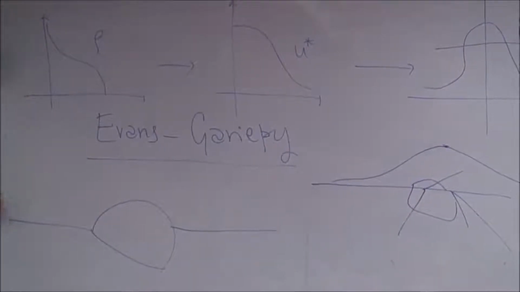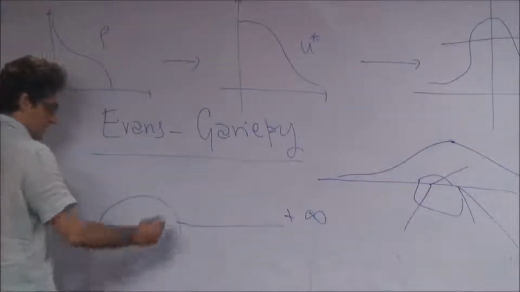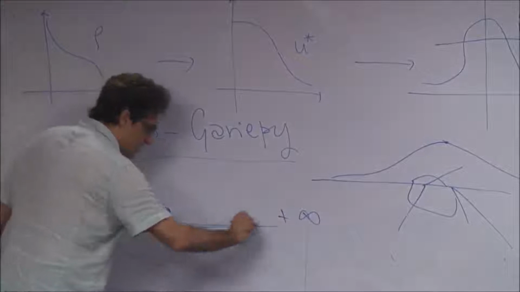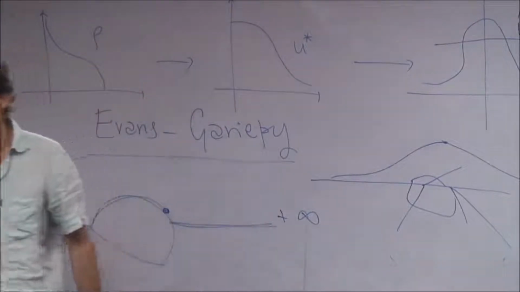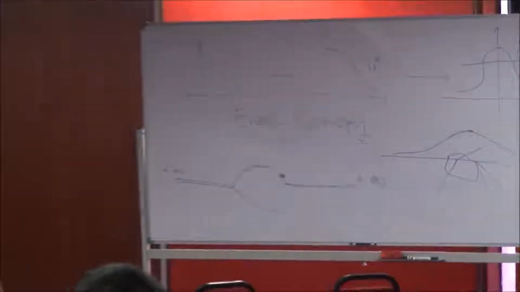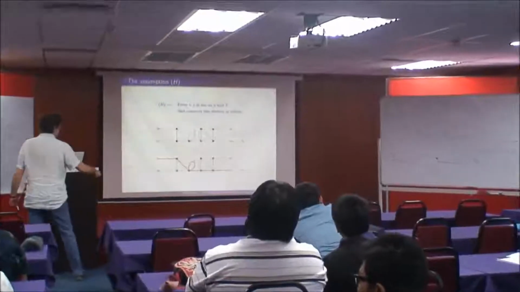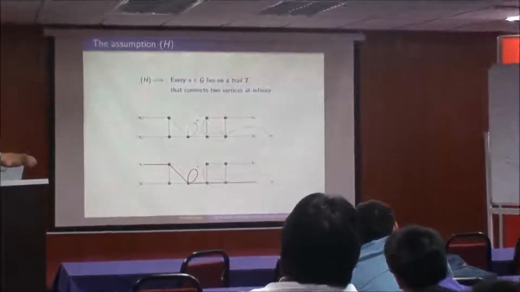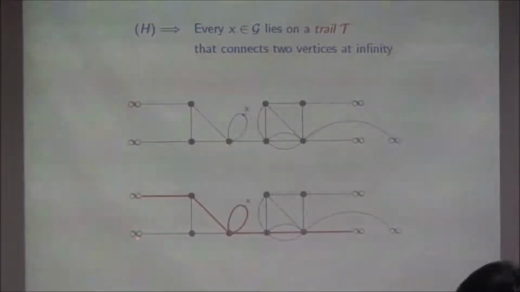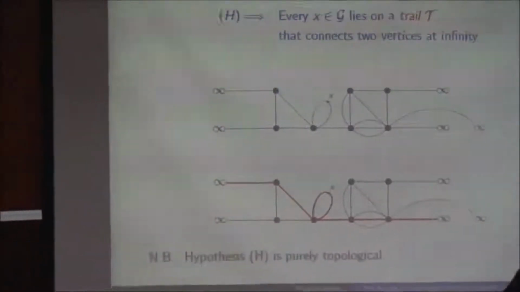So the idea is that you have two points at infinity, and every point lies on a trail that connects these two points at infinity. Okay? All possible trails are not disjoint, but this is not important. For example, if we consider this x here, then a possible trail is this one. It is not unique. You also can do this. Okay. But for any point, there is one trail.